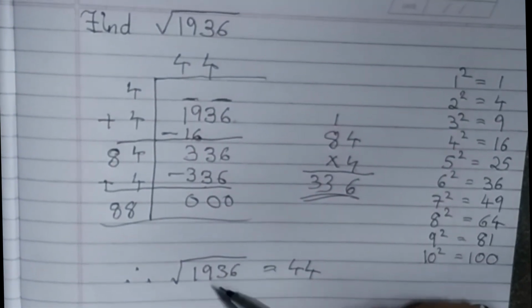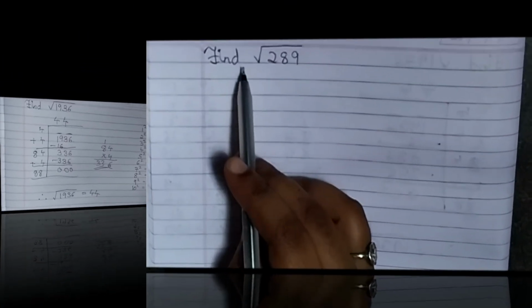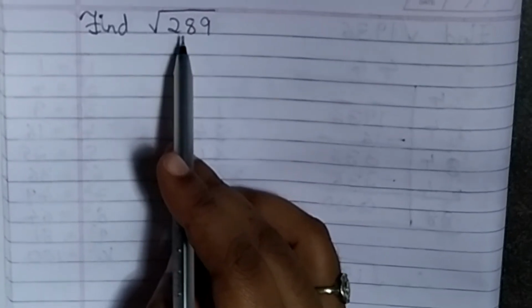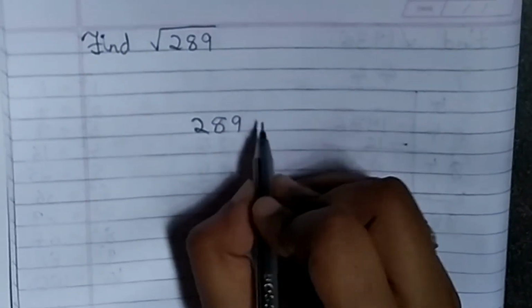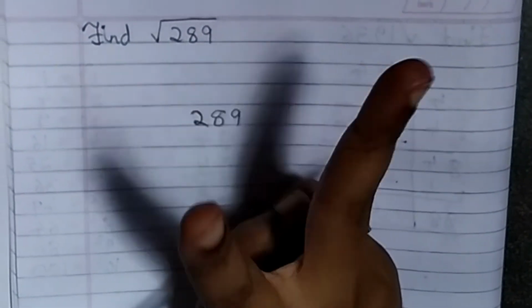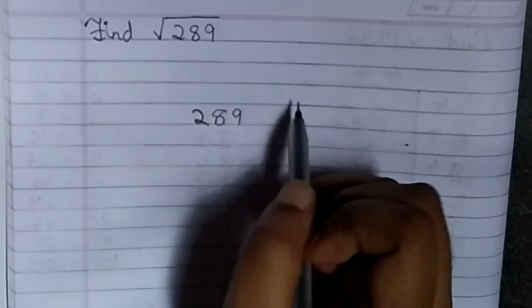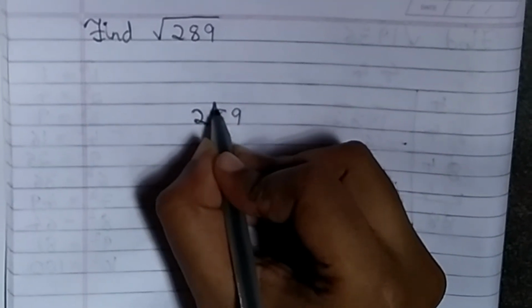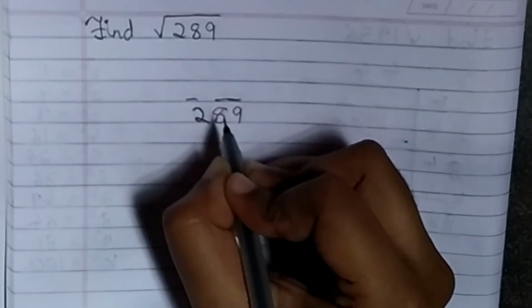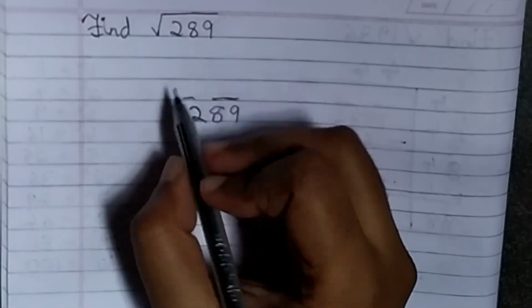44 is the square root of 1936. Okay, next question is find the square root of 289. So first, we will group this number in pairs of two digits. We will form groups of two numbers starting from the right side, that is from the units place. So this is one group and this is one group. Here only one number is there, so it is okay, we will solve this.